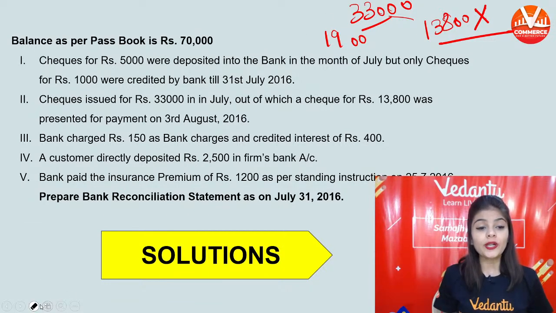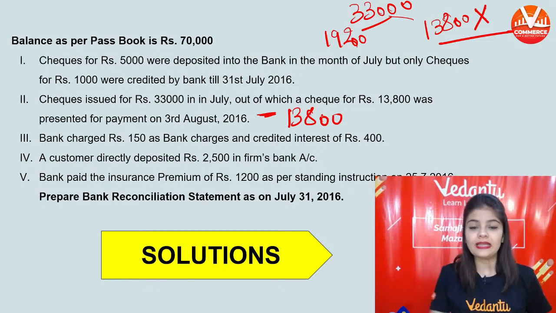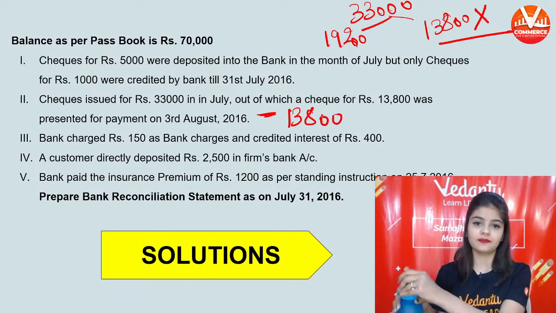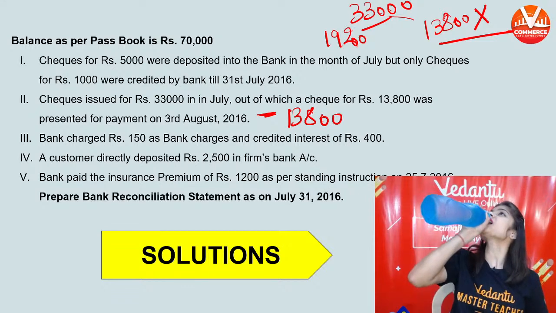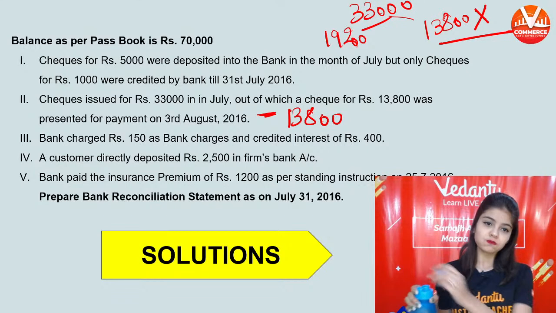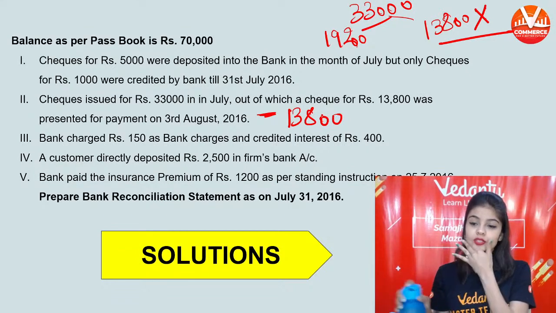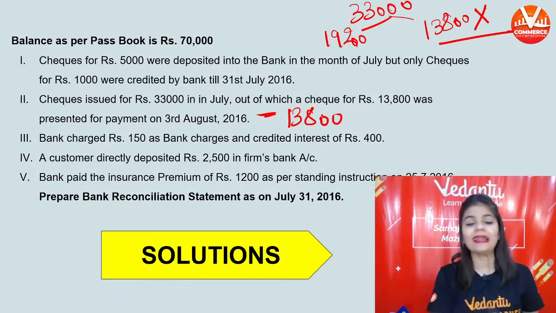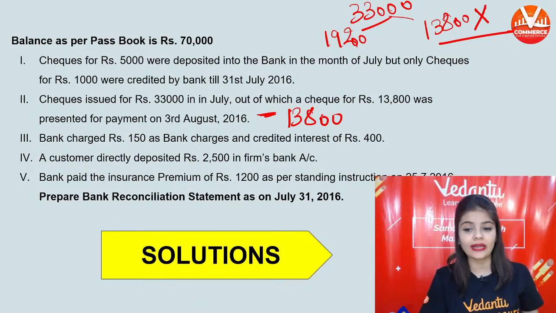So what you will do? You will minus 13,800. हमने amount गलत ले ली थी. Amount क्या आएगी? 13,800. So amount will be 13,800. पहले हमने 19,200 लिखा था.